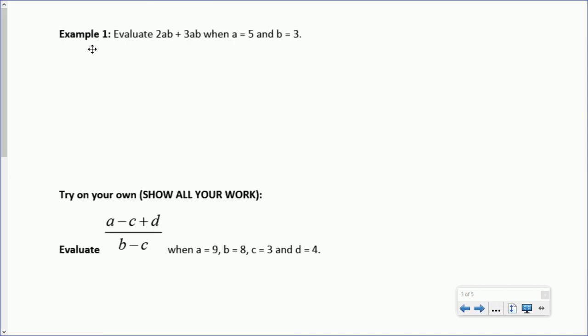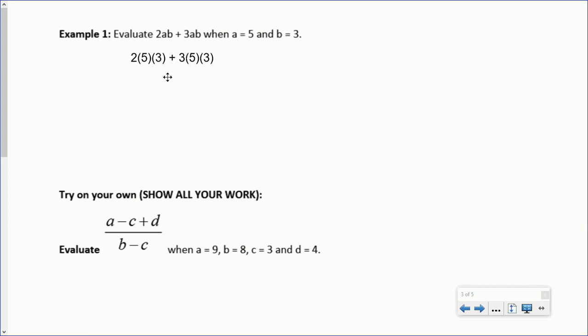Alright? So example 1. Evaluate 2ab plus 3ab when a equals 5 and b equals 3. Now when there's no operation happening within the terms, you can automatically assume it's being multiplied. So this is really 2 times a times b and 3 times a times b. So step 1, we're going to plug in 5 for all the a's and 3 for the b's. And when we plug it in, we're putting the 5 and the 3 in parentheses. So we know that they're separated. This is what a is and this is what b is. Okay? This is a, this is b, a, b.